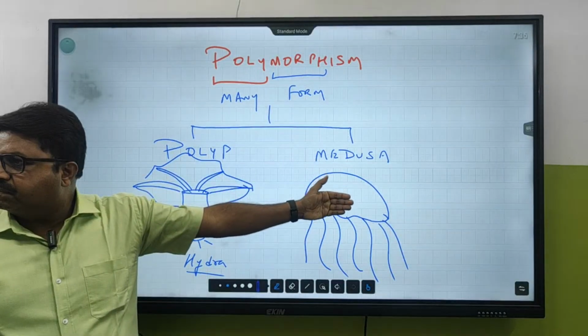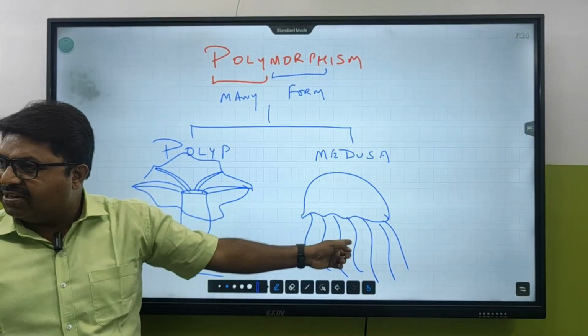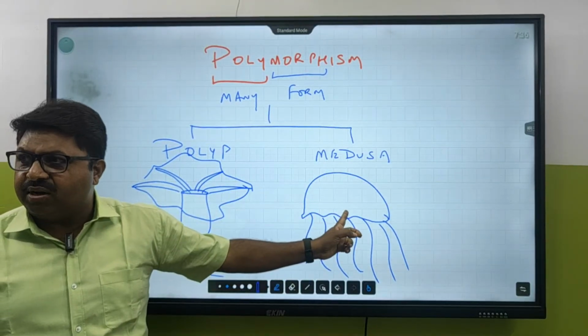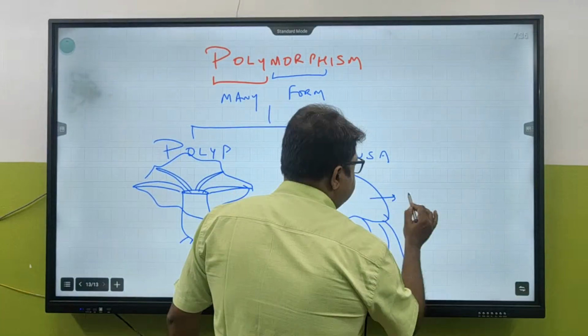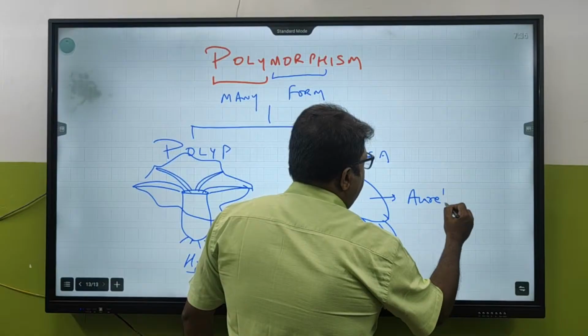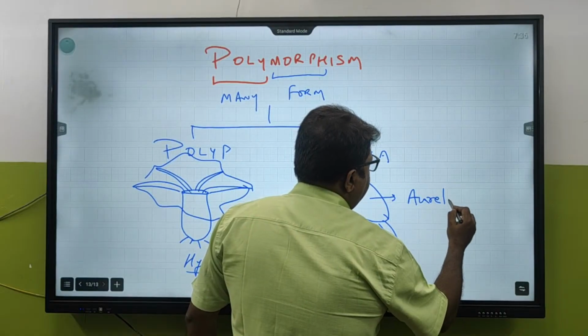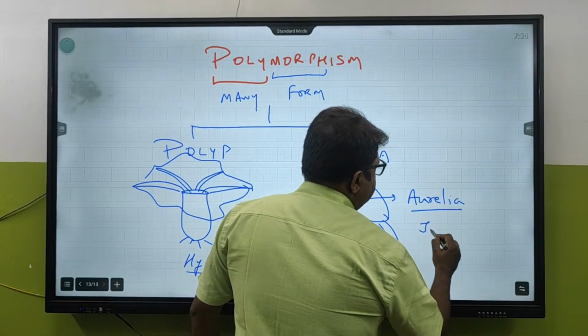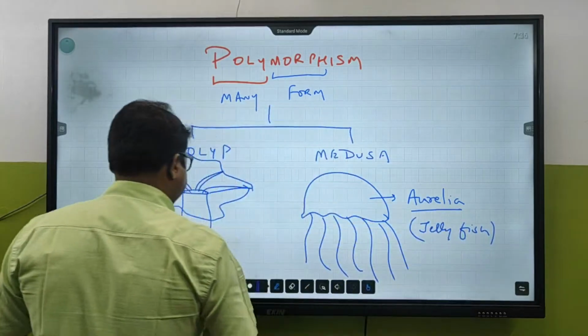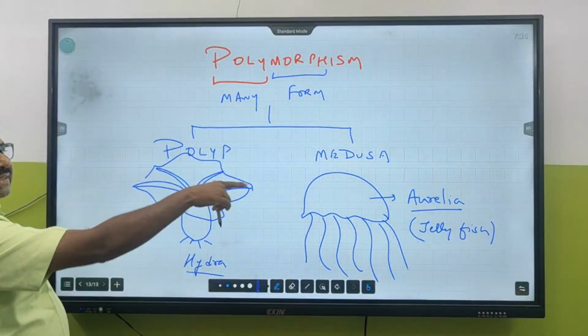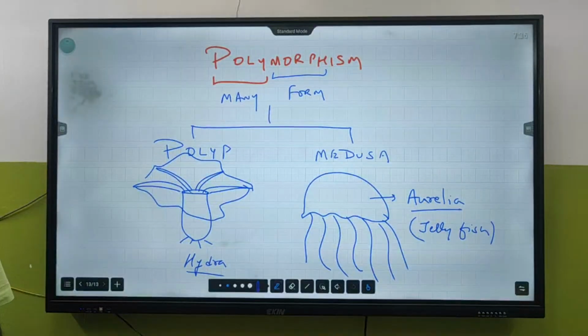The stalk has turned up. So the jellyfish has tentacles. You have seen jellyfish like this only? Whatever picture that you have got about jellyfish. The jellyfish's scientific name is Aurelia. The common name is jellyfish, scientific name is Aurelia. Clear? So medusa is this shape.